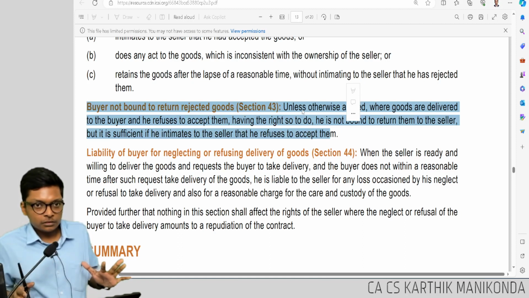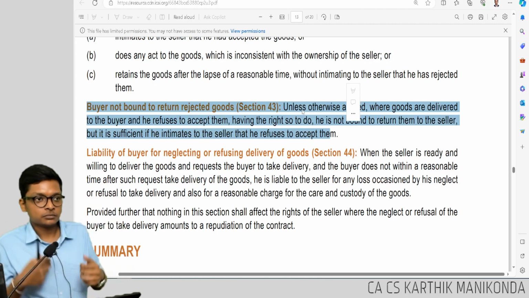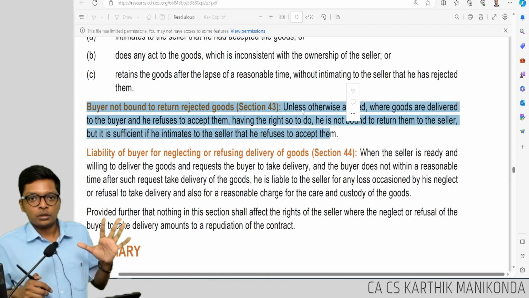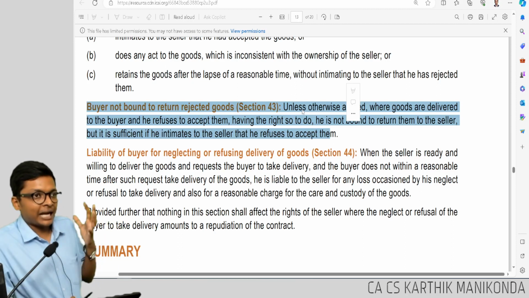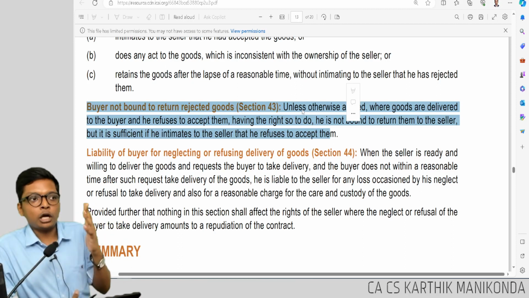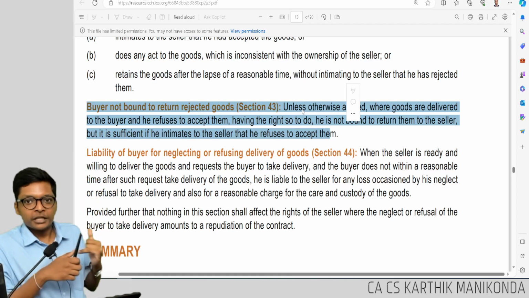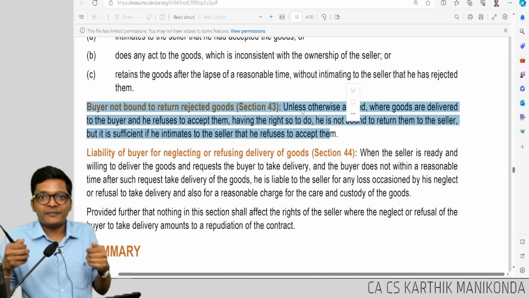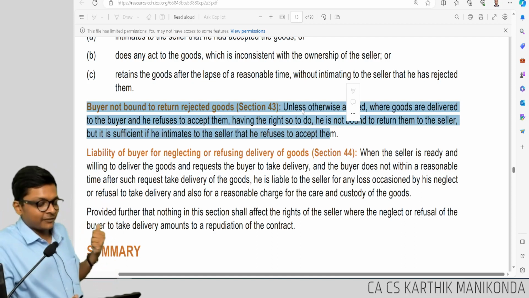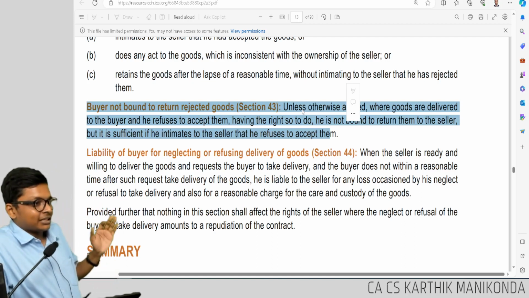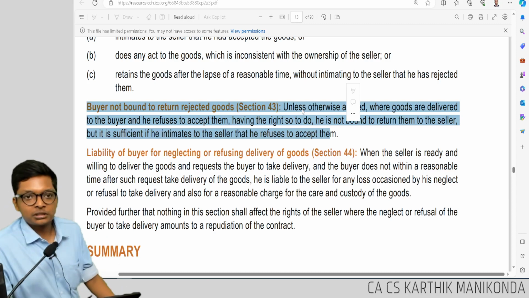So I rejected. Should I go and give it back myself? Intimating is enough. So you buy on Amazon. I bought new laptop on Amazon. It's not working. What I should do? Raise a request for pickup. It's not working. Should I go to Amazon warehouse and deliver? That's what is given here. Buyer not bound to return the rejected goods.